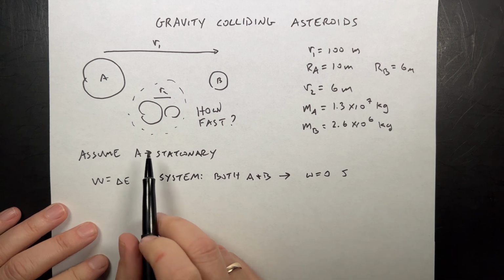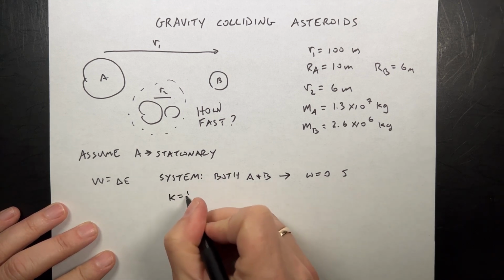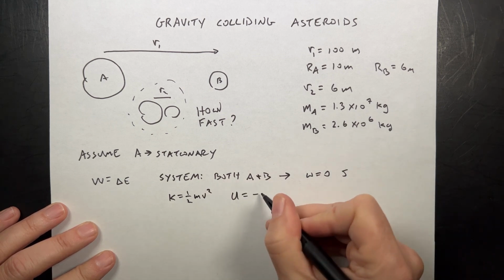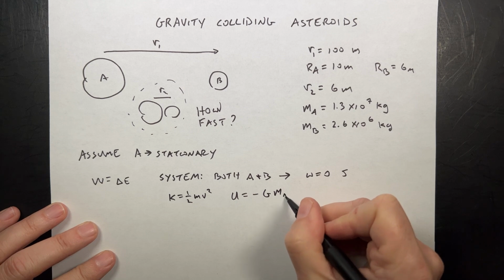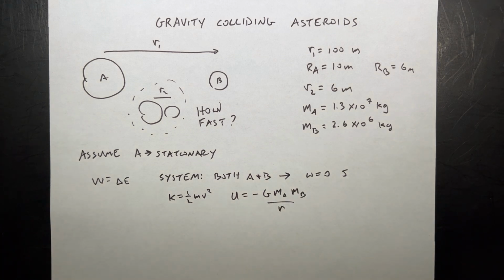Also, I can say the types of energy are going to be the kinetic energy, 1/2 mv squared, and the gravitational potential energy, negative G mA mB over r. That's the gravitational potential energy. I derived that in a previous video. If you want that, I'll put the link down below. Unless I forget, then I won't.